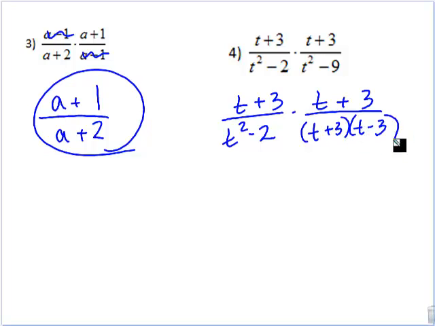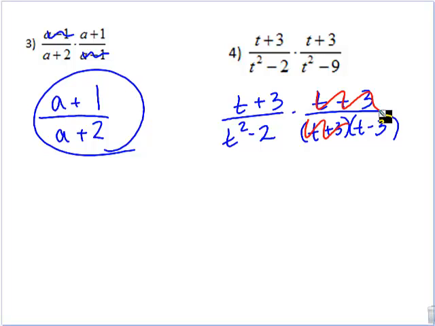Okay, so when we factor that down to t plus 3, t minus 3, now do we see anything that is in common that we could cancel from the numerators and denominators? Yeah, the t plus 3s, it doesn't matter which one of them I cancel it with. I can only cancel it with one of them, though, because we only have one t plus 3 in the denominator.